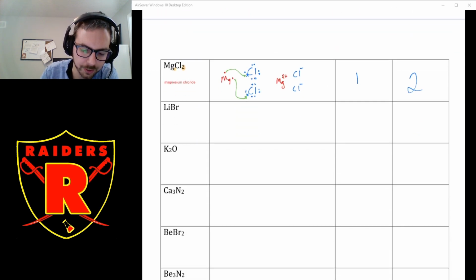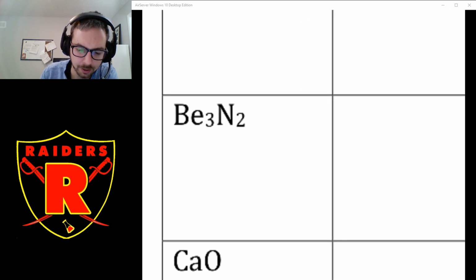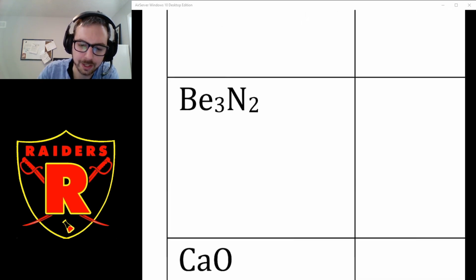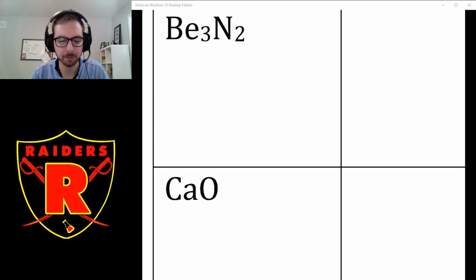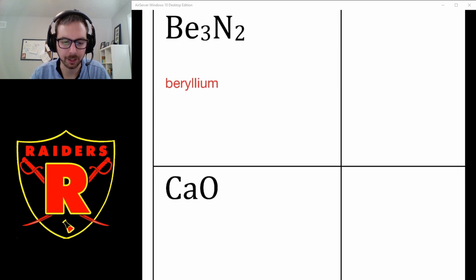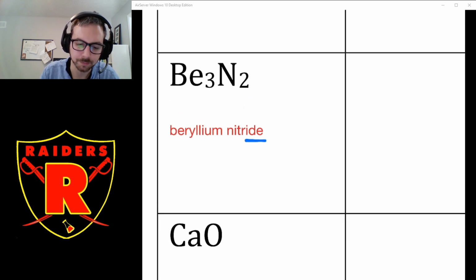Okay, I'm going to do one more of these really quick. I'll do a little bit more complicated one. Why don't we do this one right here? So this is Be3N2. And we're just going to name the ions. So the metal is called beryllium. And the nonmetal is called nitride. Nitrogen becomes nitride when it becomes an ion and takes those negative electrons.